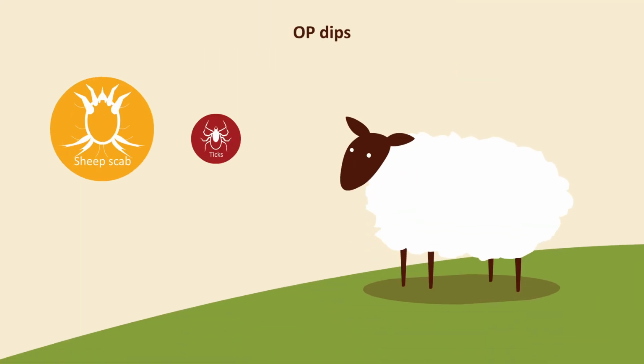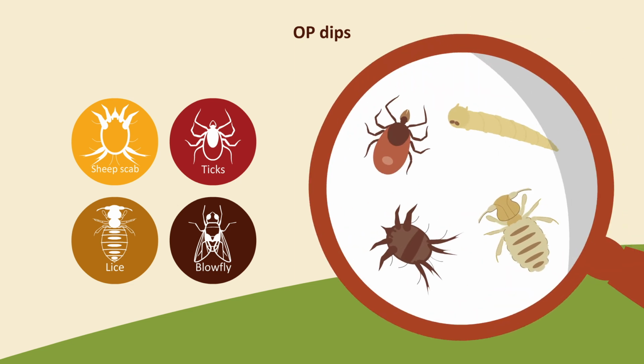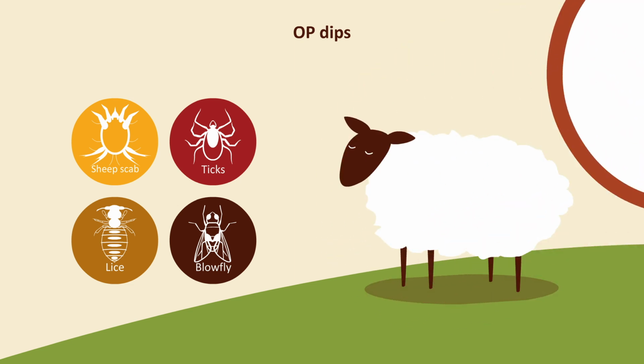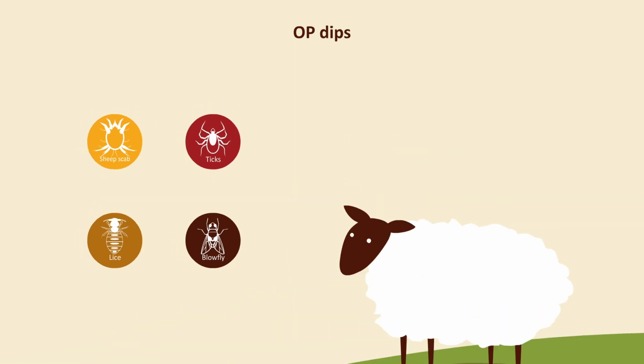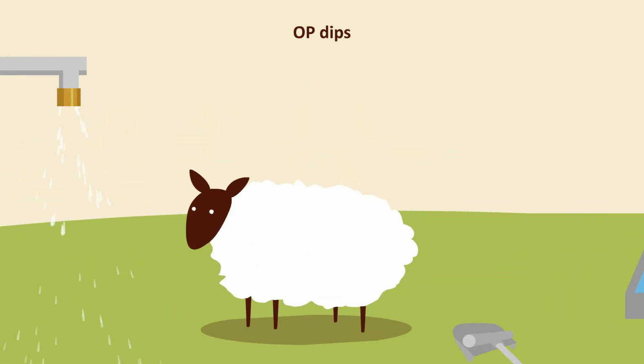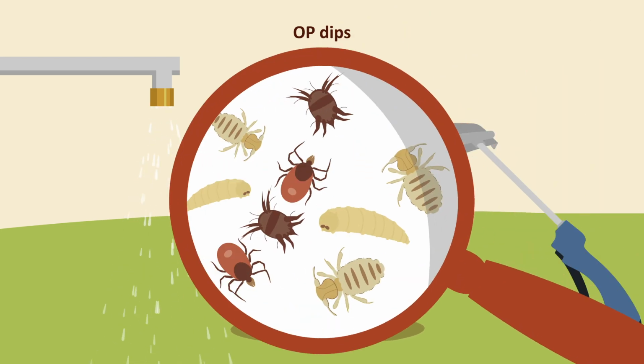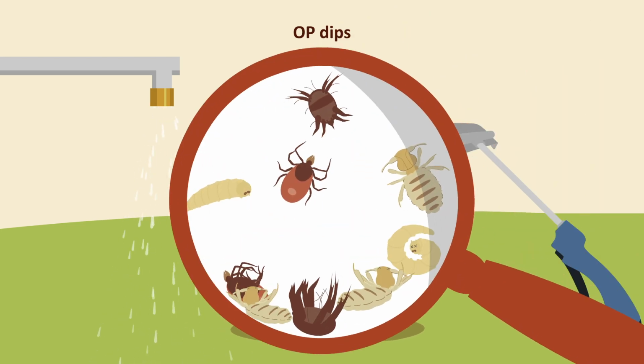OP dips will kill scab mites, lice, ticks, and blowfly on the sheep and prevent reinfestation for a variable period. OP dip products should only be used in a plunge dip. Using these products in showers or jetters will not adequately wet the skin, allowing some parasites to survive, giving them the opportunity to develop resistance.